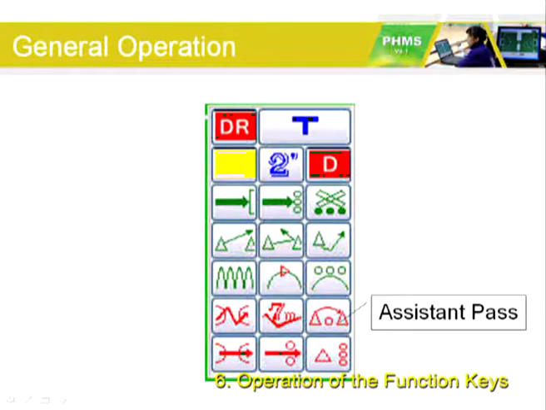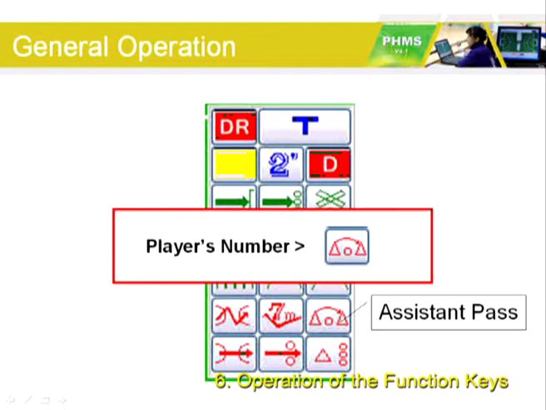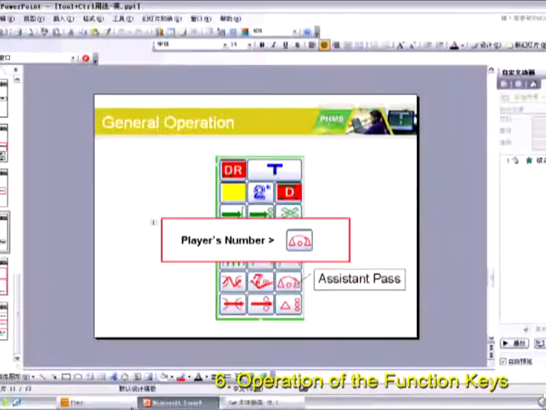Now, let's go to the final part of this function toolbar. We can see that this is assistant pass, and we can take the recording order like this: player's number plus the function key. We can show the example in the system.